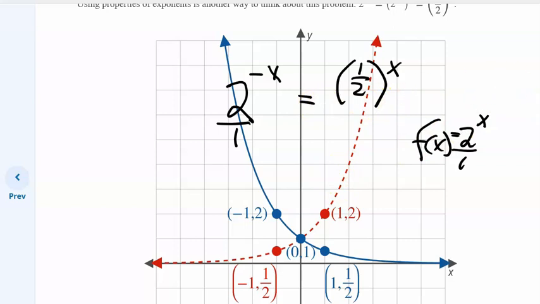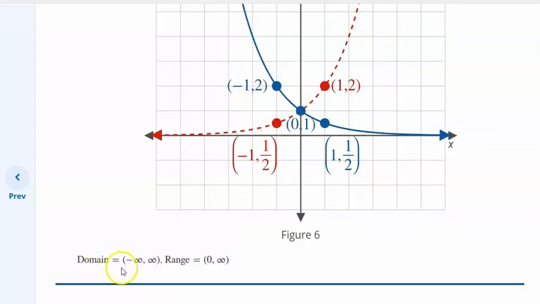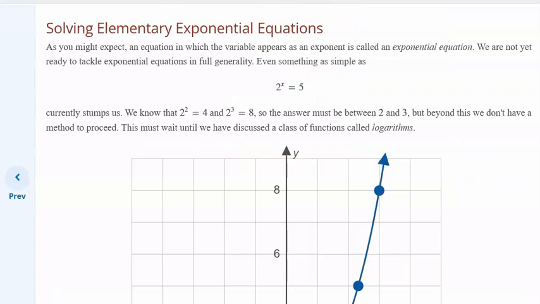Again, background and having good notes, and you can always go back, reflect on what we're doing. Once again, they're showing the domain and range officially down at the lower left-hand side. All right, let's go on.